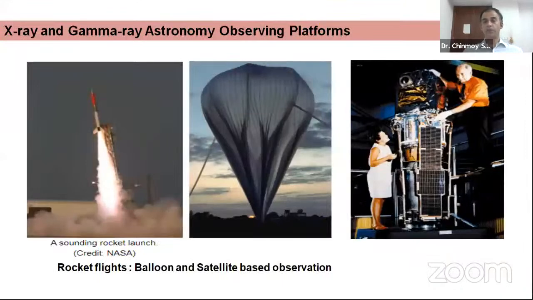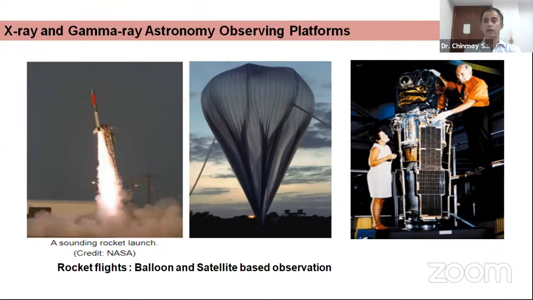As I mentioned, if you really want to do some astronomical observation experiment regarding X-ray or gamma ray observation, you have to go above the climate. So if you want to do that kind of experiment, either you have to have a sounding rocket type of experiment at Vikram Sarabhai Space Center. Such a facility is there.